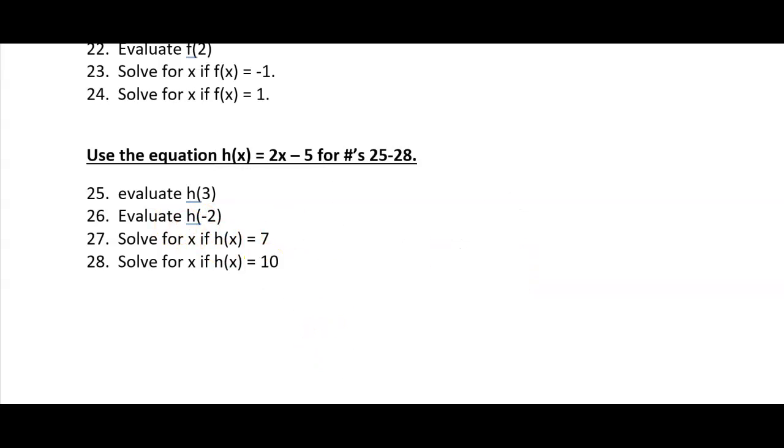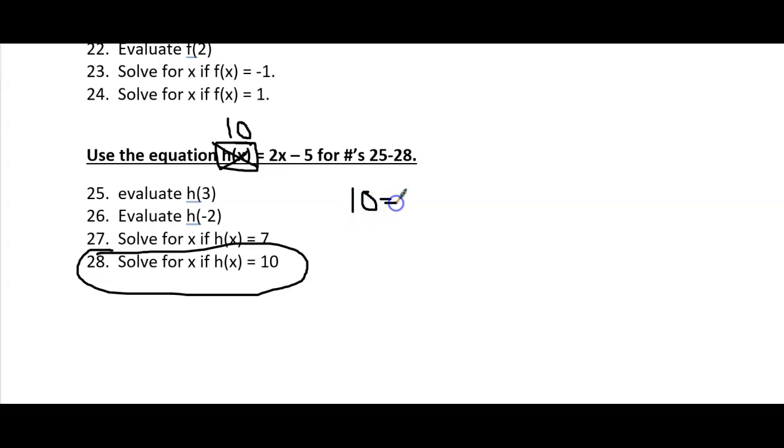Let's take a look at number 28. It's a different question. Notice this time they're giving me the number not inside the parentheses, but outside. In that case, we're not plugging 10 in for x. Instead, we're going to get rid of this entire piece, h of x, and put 10 there, because h of x equals 10. So instead of plugging in 10 for x, I'm plugging in 10 for h of x, the whole thing. And that should give me an equation that I need to solve.